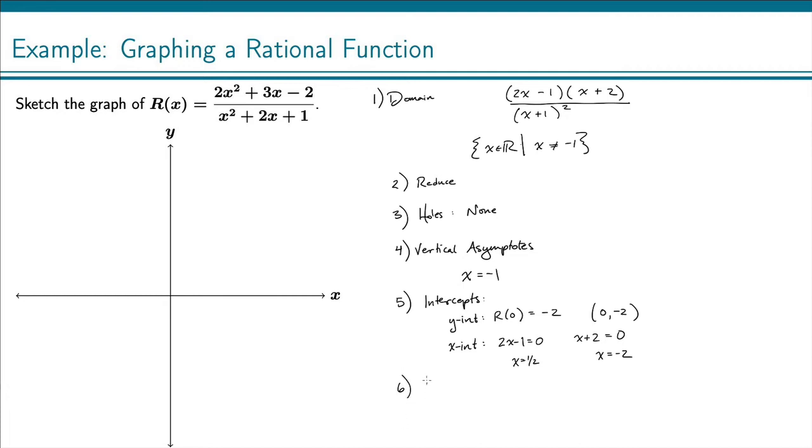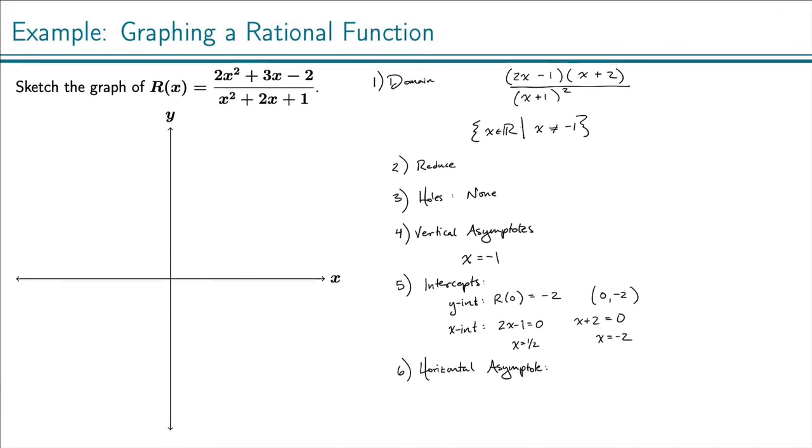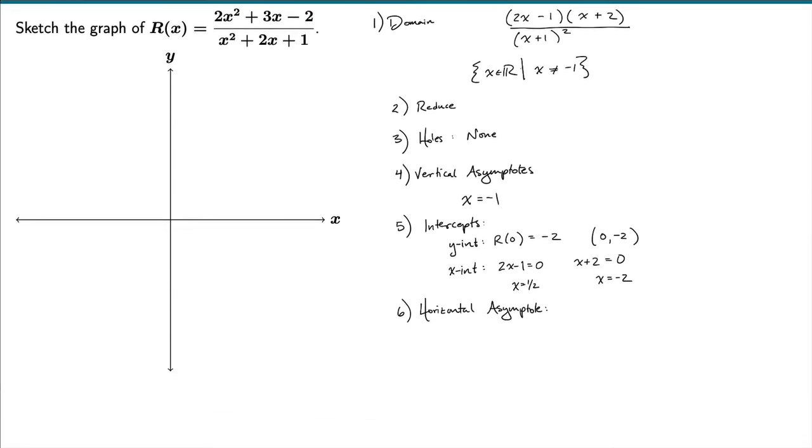Next, we need horizontal asymptotes. For this, we look at the leading terms. In our numerator, our leading term is 2x squared, and in the denominator, it's just x squared. When the degrees are the same, the horizontal asymptote is the ratio of the leading coefficients, which in this case is 2 over 1. So y equals 2 is our horizontal asymptote.